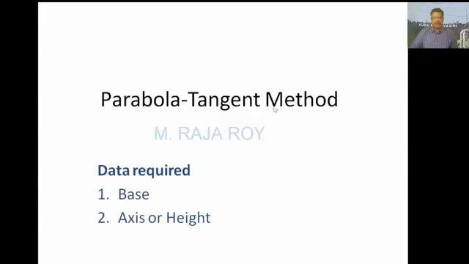Parabola by tangent method. For this also we require base and height. Base is 100. CD is the height 60. Take this base 100. Locate the midpoint. Take CD. After that, you locate the E point like this. CD equal to CE. Total DE equal to 120.